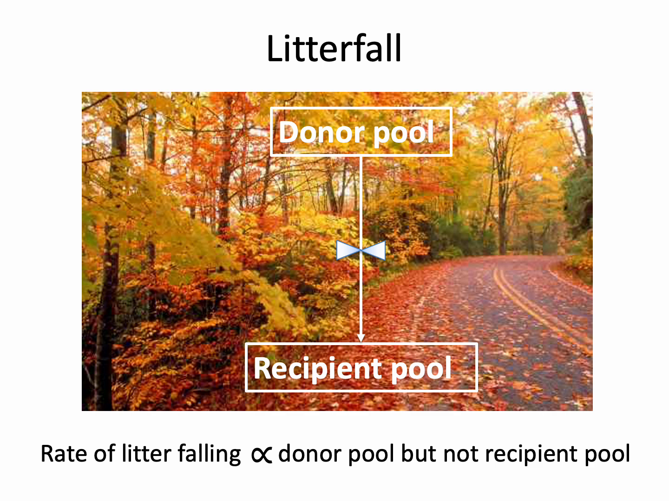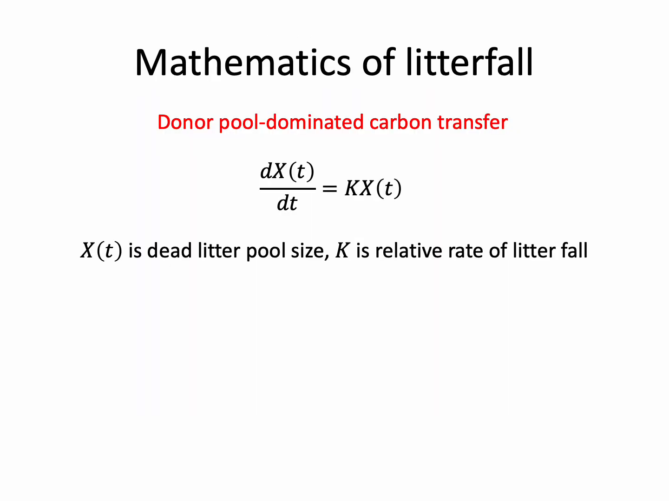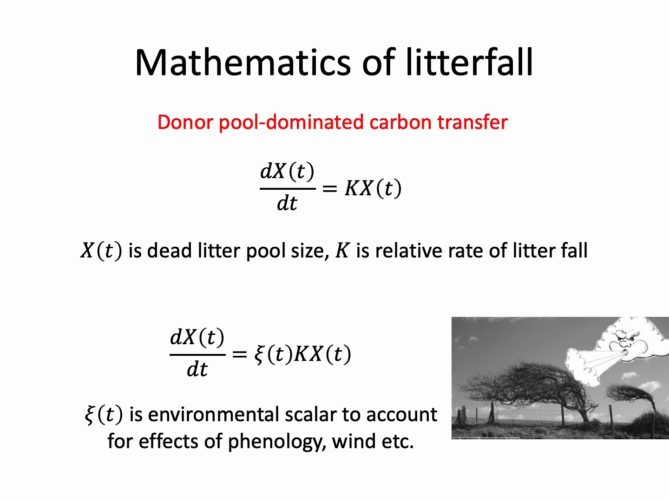In this case, the rate of litterfall is proportional to the amount of litter in the donor pool, whereas the amount of litter in the recipient pool has nothing to do with the rate of litterfall at all. So mathematically, the rate of litterfall, denoted by dx over dt, equals the donor pool size times a coefficient. This equation describes the donor pool dominated carbon transfer. Litterfall in the real world is affected by wind and other environmental conditions over seasons. Modelers usually use an environmental scalar, Xc, to account for the effects of phenology, wind, and other environmental factors on litterfall.